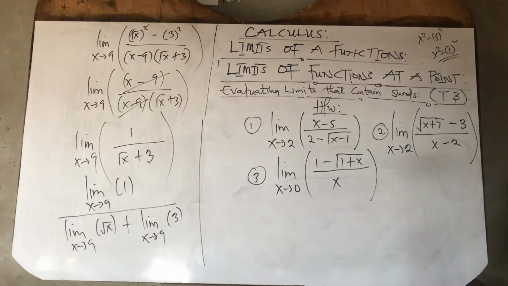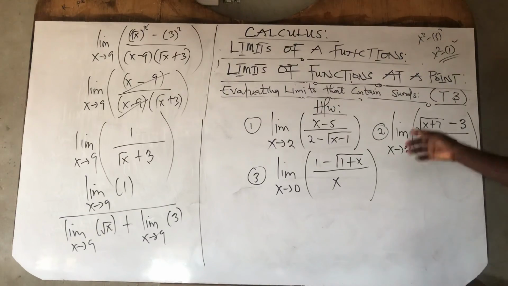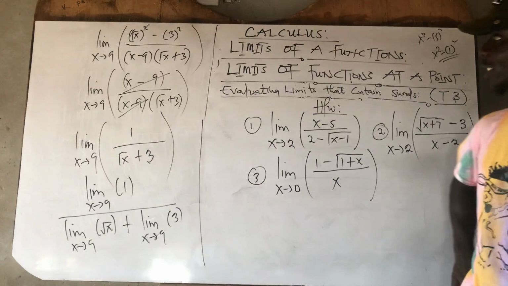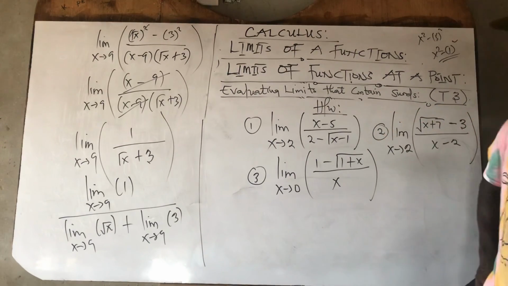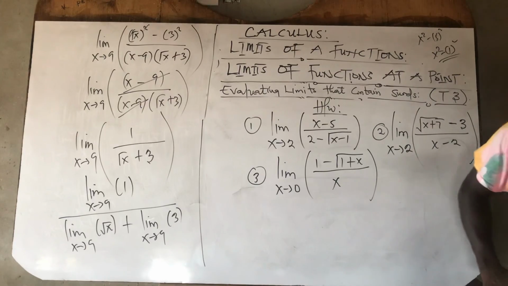Alright, so we've come to an end of this type 3. So that's limits of functions at a point. So we are done with limits of functions at a point. We are still on limits of functions.